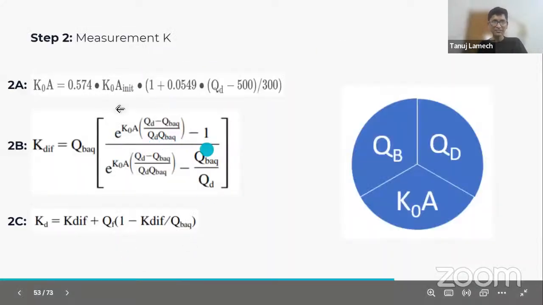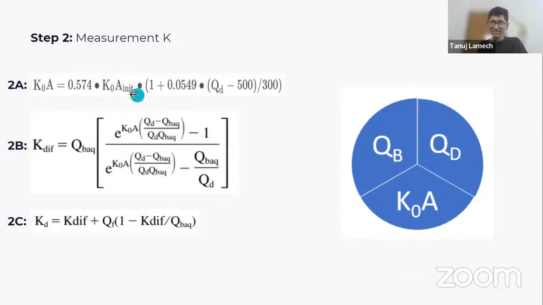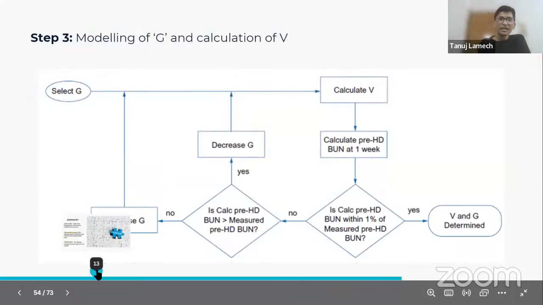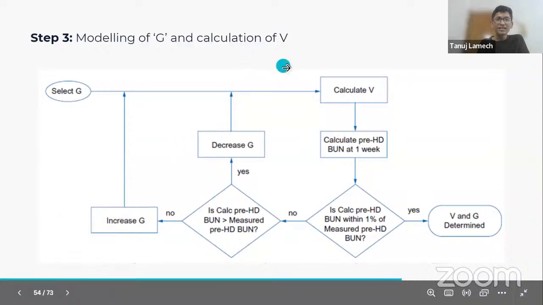So that again is for K. First step, because your manufacturer's KoA is based on saline, you correct it for blood. Second, you correct it for your patient's QB and QD. Third, you correct it for your patient's ultrafiltration, and you're left with the K, which you can use for Kt/V. And now finally, how do you calculate V?